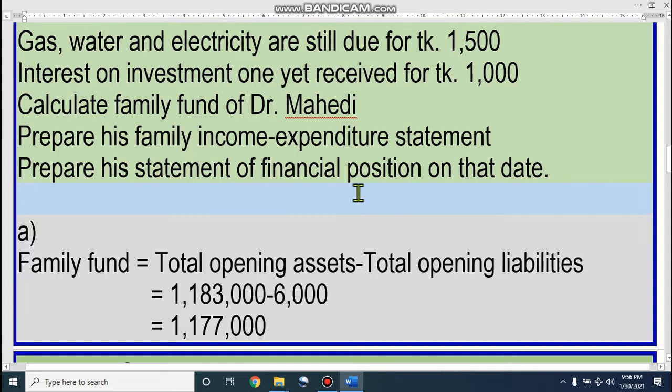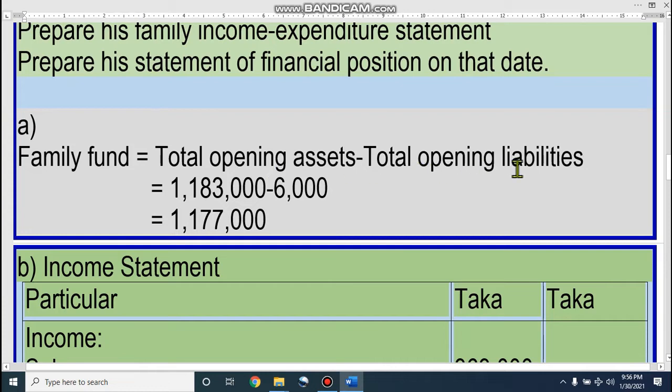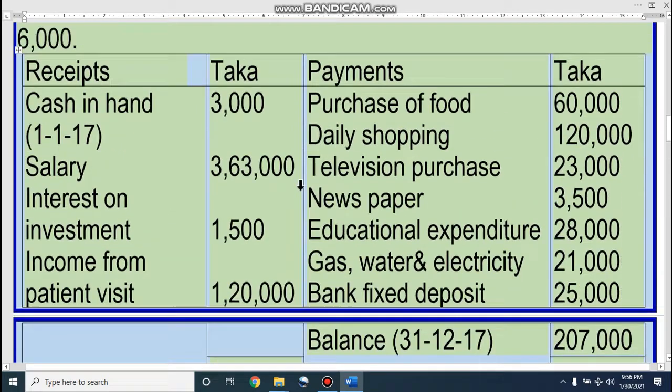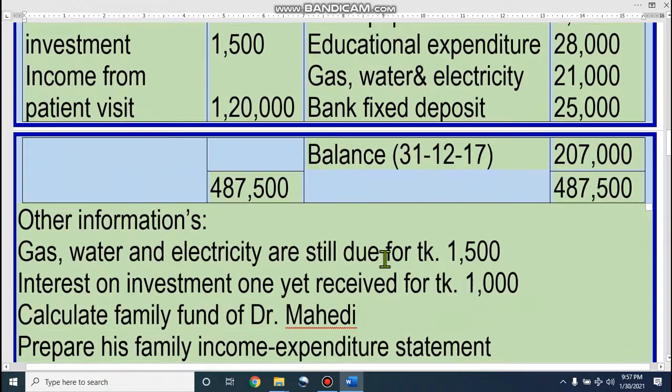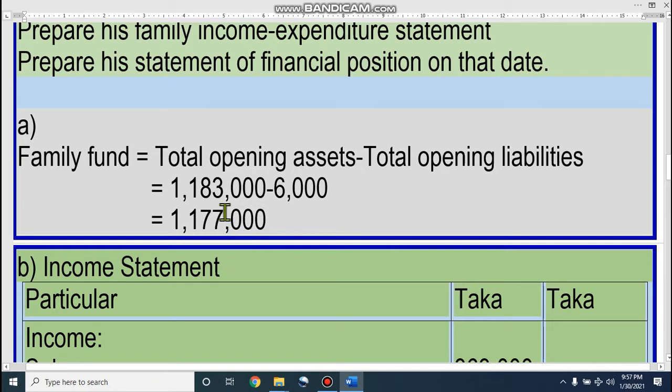Dear student, all of you know that in the first class I gave you the formula for family fund: opening asset minus opening liabilities will be the family fund. Look at the opening assets she has. Building 10 lakh, furniture 90,000, that is 10 lakh 90,000, investment 10,000, that is 11 lakh, gold 80,000, that is 11 lakh 80,000, and cash in hand 3,000. That means the opening asset is 11 lakh 83,000.